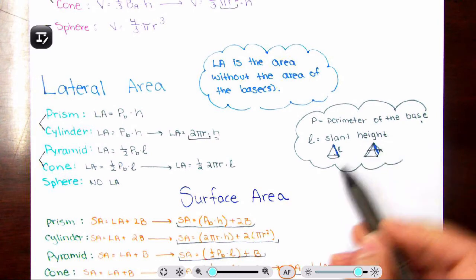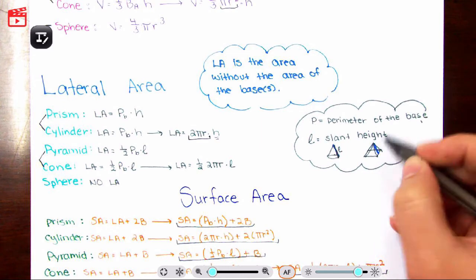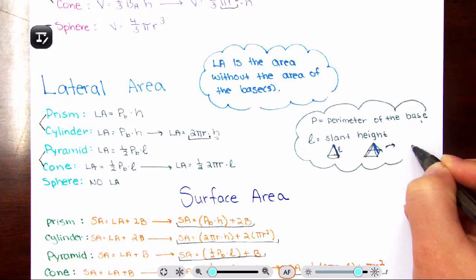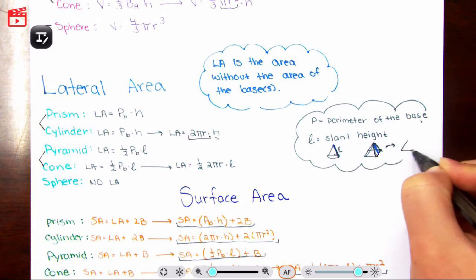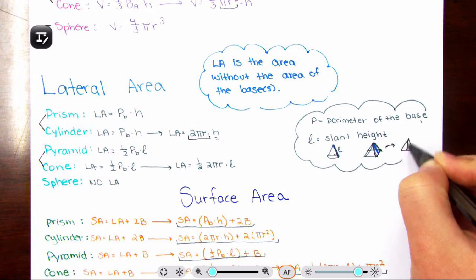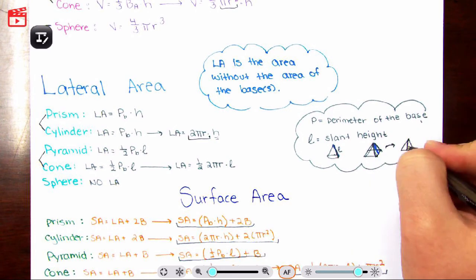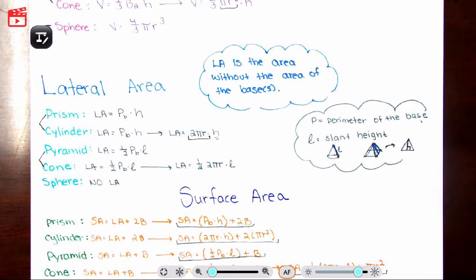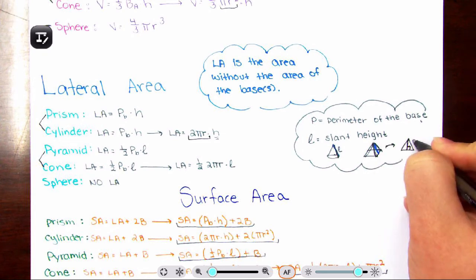Now, slant height of a cone looks something like this. Slant height of a pyramid looks something like this. I'm going to draw this out a little bit better. If we have this triangle here, it would be down the center of that triangle on the pyramid, and it does meet at a right angle to the base. So sometimes they'll do that. This is not your height. This is your slant height.